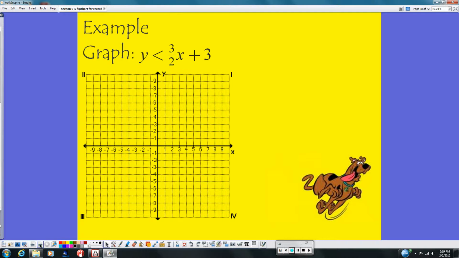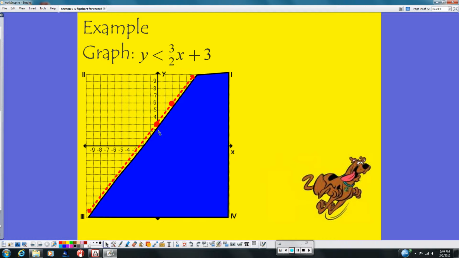Let's try another one. We have y is less than 3/2 x plus 3. Again, you're going to graph this as if it was y equals 3/2 x plus 3. So you're going to put a dot on positive 3. From there, you go up 3 and over 2 to your next dot, and you're going to connect these with a dotted line. From there, you're going to shade below the line because this is less than.